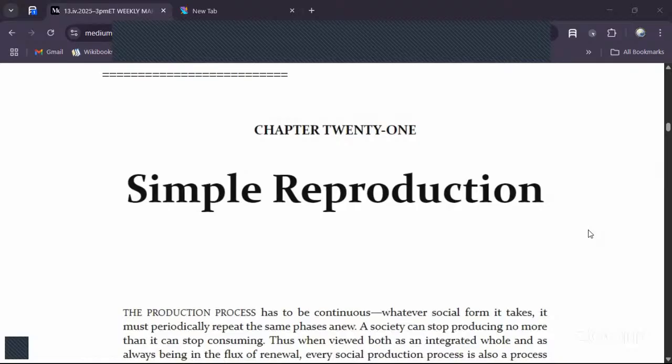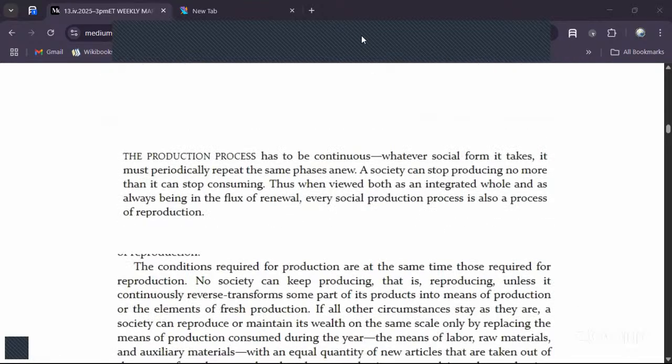And in a second now, I'm going to take a break right now in our stuff here, and we'll start up again in a second. We're going to do simple reproduction, chapter 21. Okie doke. We are back.